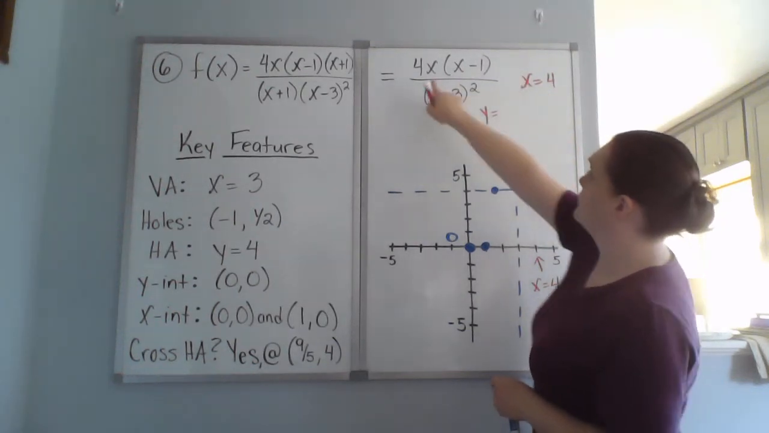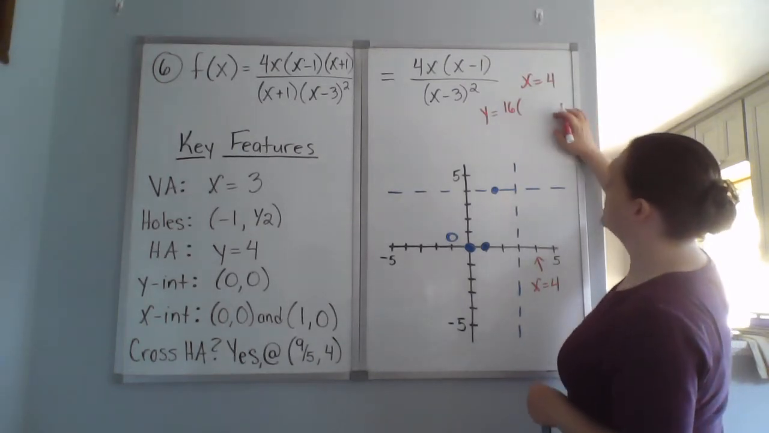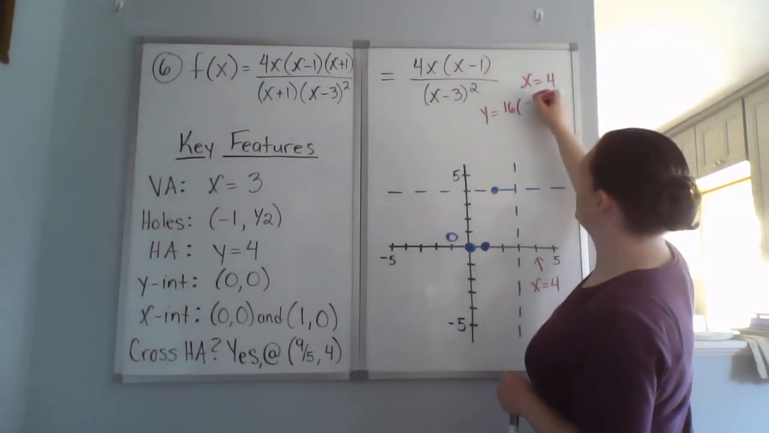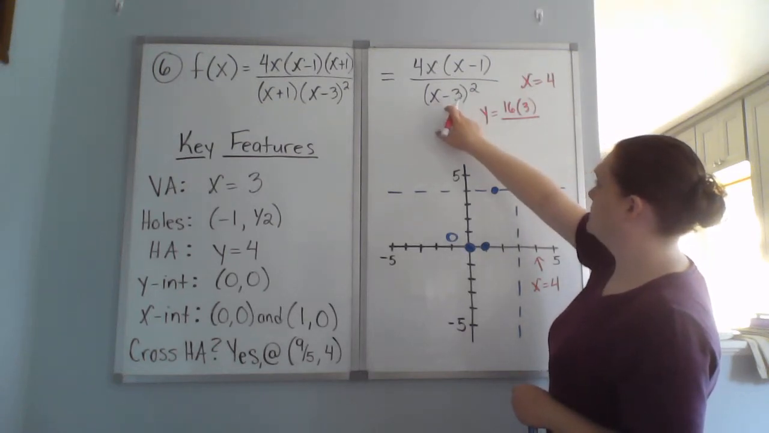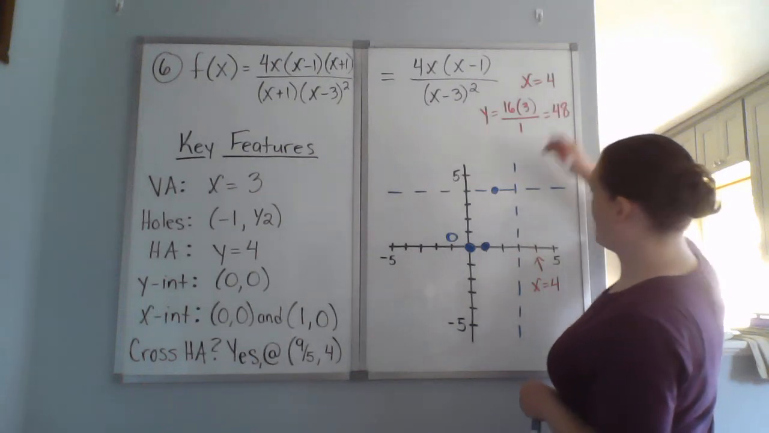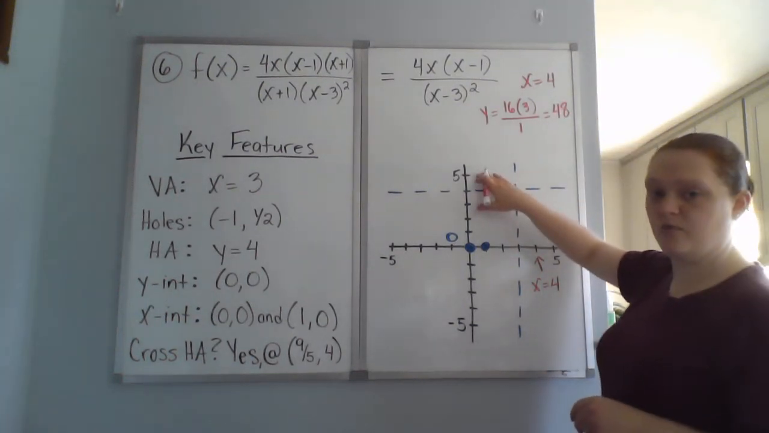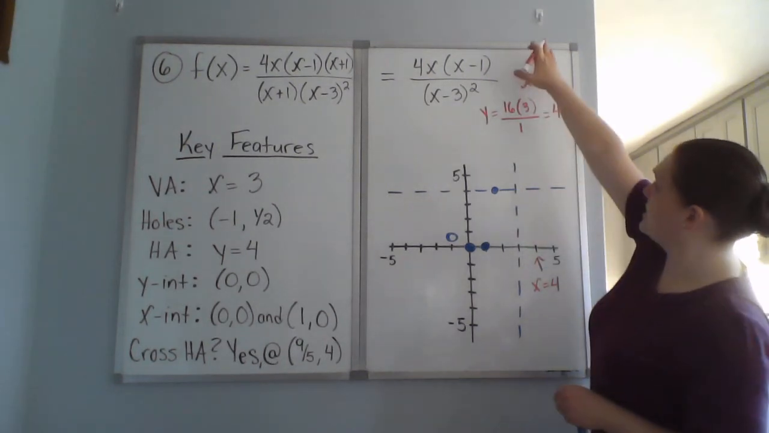So when x equals 4, what does y equal? So 4 times 4 for the first factor, that's 16. And then I'm going to plug in 4 minus 1, that's 3. And then 4 minus 3 is 1. 1 squared is 1. So this comes out to 48. Now I don't have y equals 48 anywhere on my grid. But I know that it's a positive number. So this is going to be way up there.